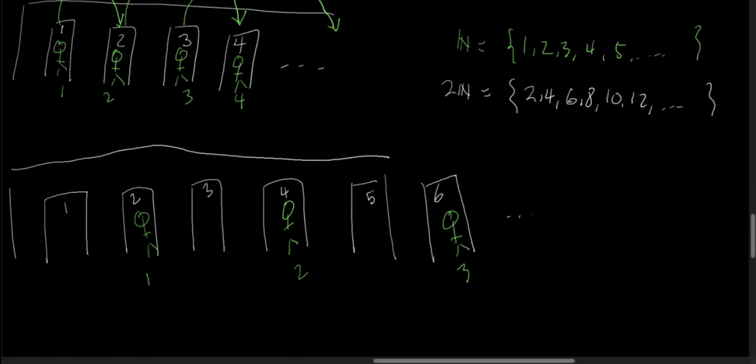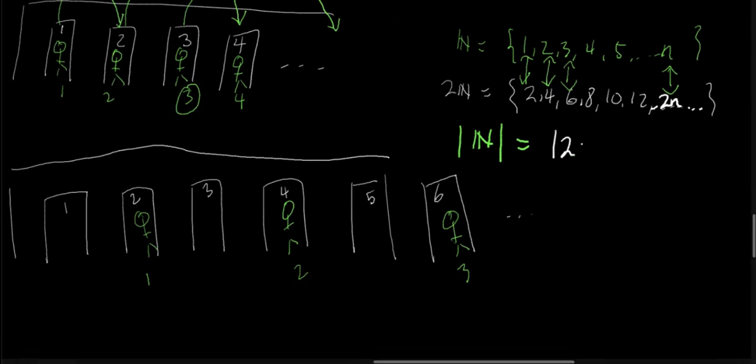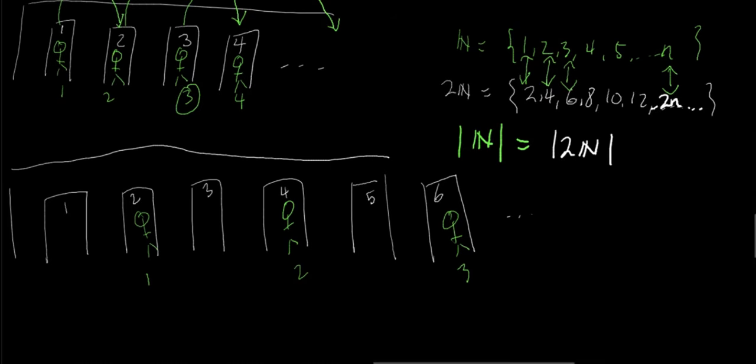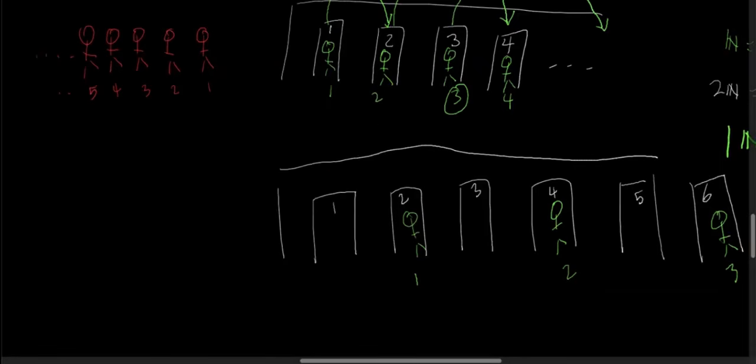So the first current guest is asked to move to room 2, the second current guest is asked to move to room 4, the third current guest is asked to move to room 6, and so on. And in general, the nth current guest is asked to move to room 2n. So this suggests that there exists a pairing between a set of positive whole numbers and a set of positive even numbers. So notice that the result of this is that all of the odd numbered rooms are now unoccupied.